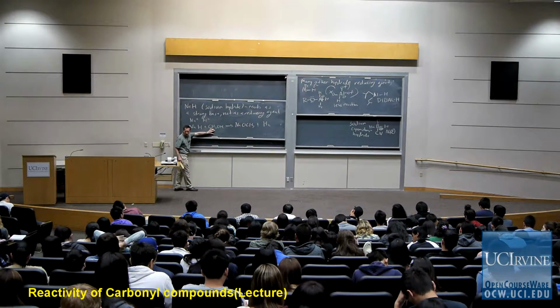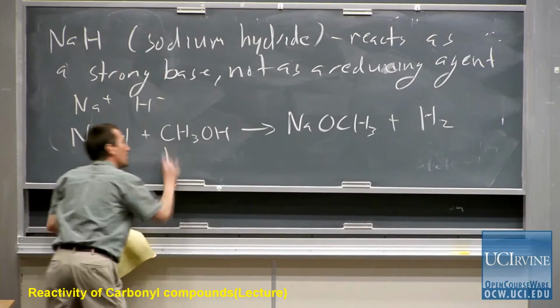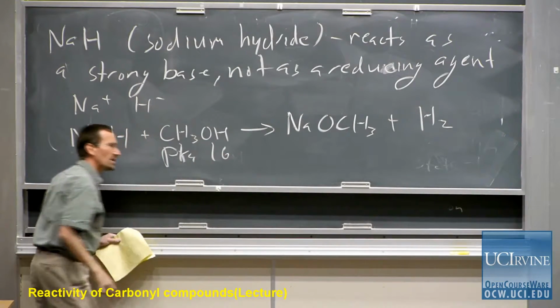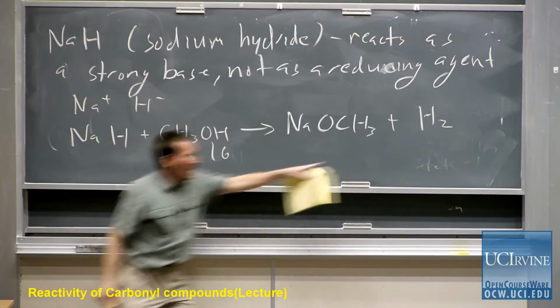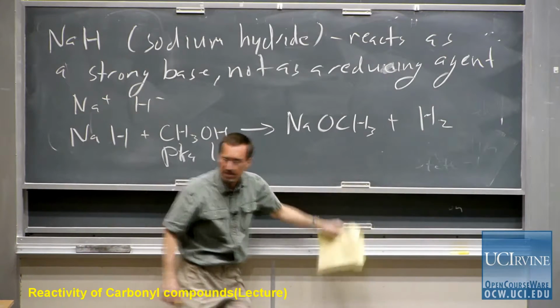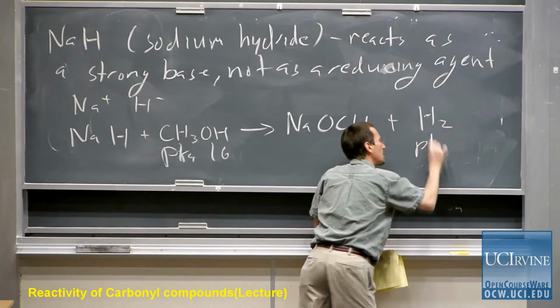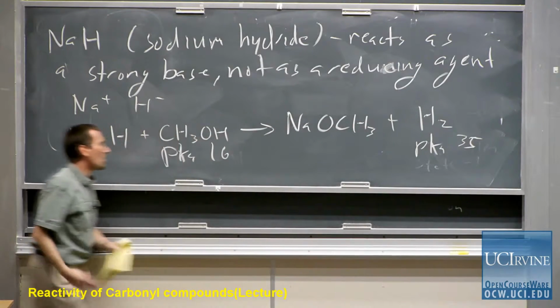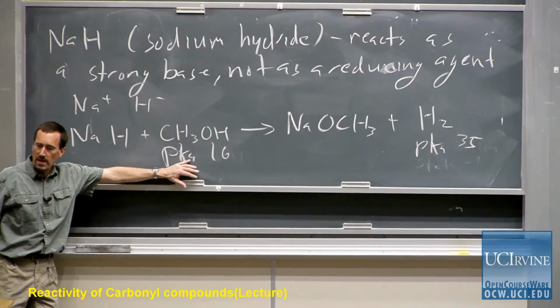The methanol is an acid, pKa about 16 or 17. The hydrogen is an acid on this side of the equation. Its pKa is about 35. It's a very weak acid, whereas methanol is just a weak acid.